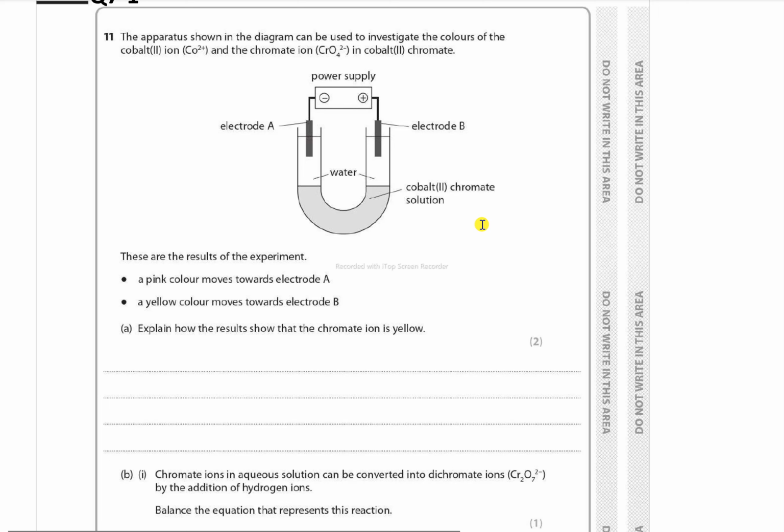Right. This is what we're interested in. So electrons are flowing outside there, ions are flowing in here to carry the electricity. Right, okay. You've got cobalt ion and a chromate ion in cobalt 2 chromate. The pink color moves towards electrode A and the yellow color moves towards electrode B. Explain how the results show that the chromate ion is yellow.